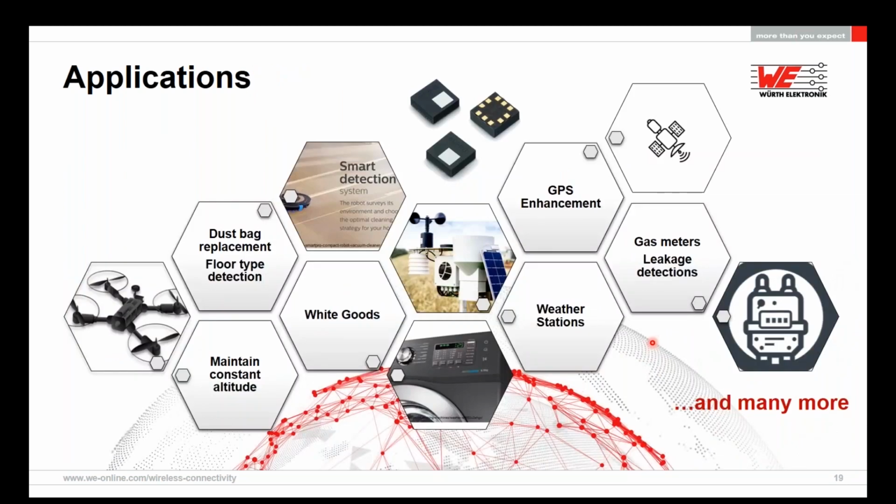Apart from this, there are many more applications. For example, in drones to maintain a constant altitude, in vacuum cleaners for dust bag replacement or flow type detection for smart vacuum cleaners, or in white goods, dishwashers, or washing machines. The absolute pressure sensor is also widely used in weather stations or GPS enhancement, where the accuracy can be improved. The differential pressure sensor can also be used in gas meters, where a large or high amount of leakage can be detected.